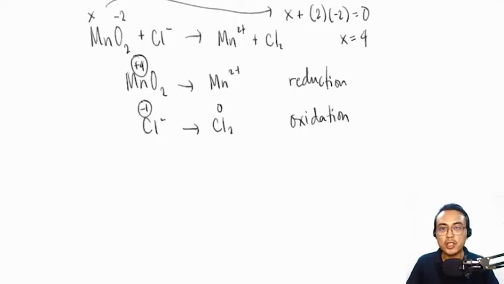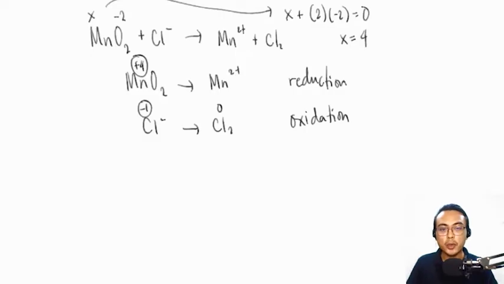Now, the next part is the balancing part. How do we balance these types of reaction? If you take a look at the reduction half reaction, you would notice that manganese is already balanced because we have one atom of manganese each on the reactant and the product side. However, you can see that there is oxygen on the reactant side, but there is no oxygen on the product side. So the problem is, how do we balance that part?